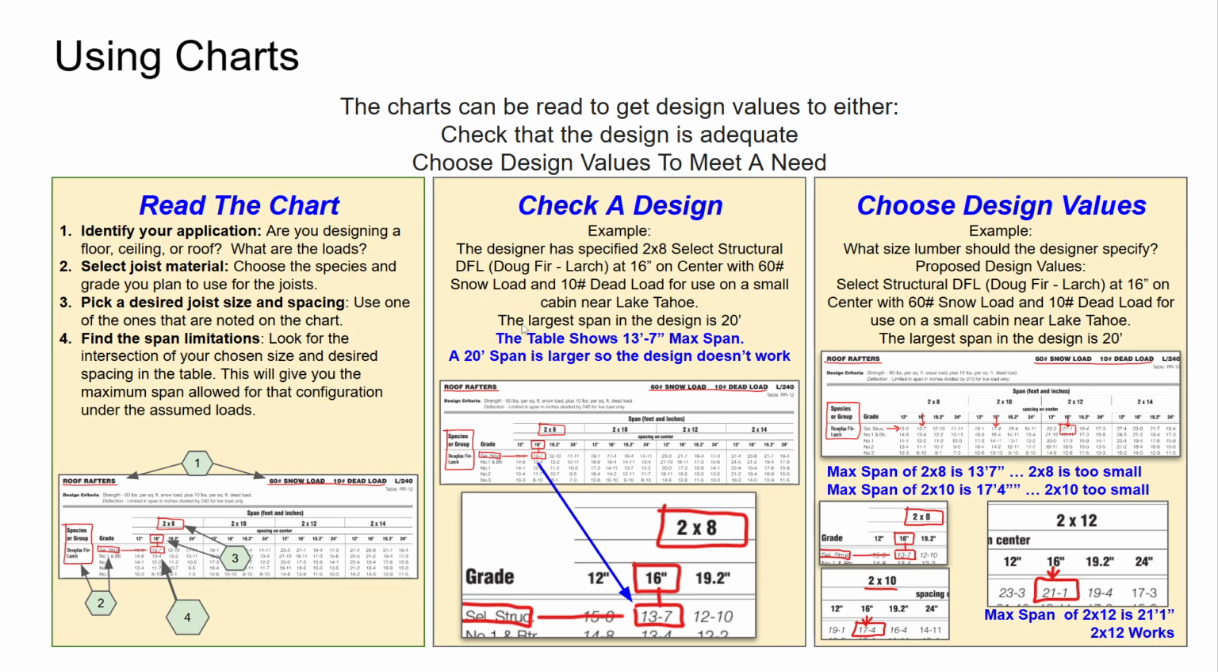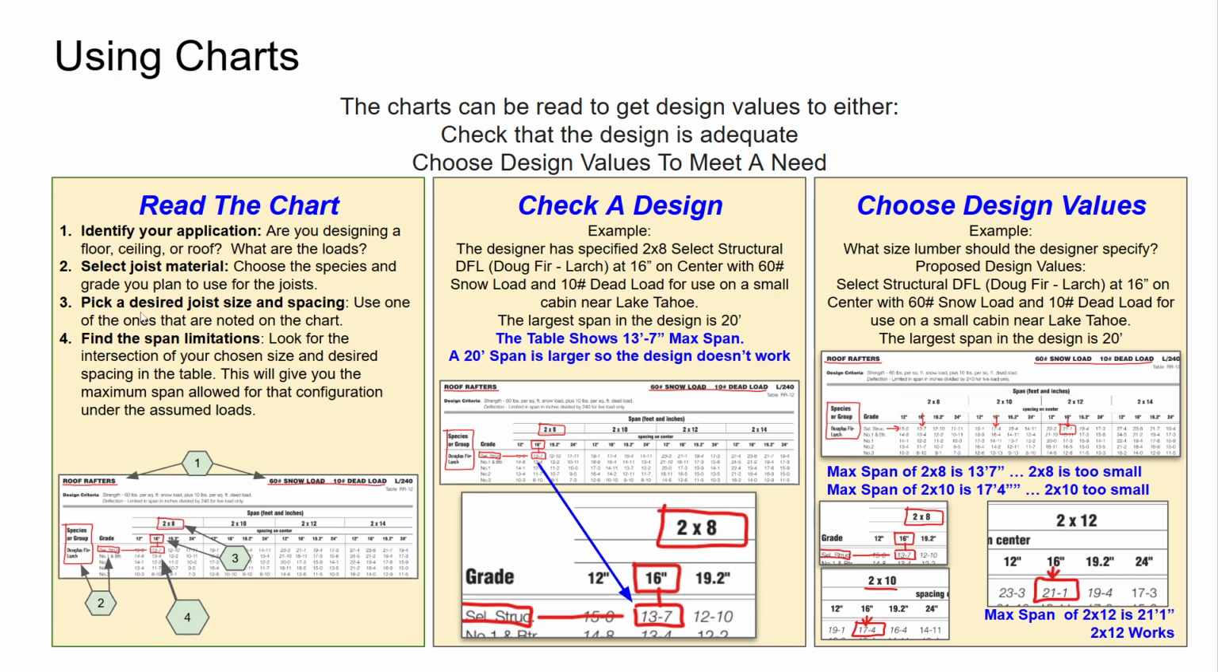And then finally, we get into using the chart. So let's read the chart. Identify your application. That's your rafters, joists, whatever, and your load. 60-pound snow load, 10-pound dead load, L over 240 as an example. Okay, then we look at our joist material. Here we see a Doug fir larch and a select structural. So that's step number 2.